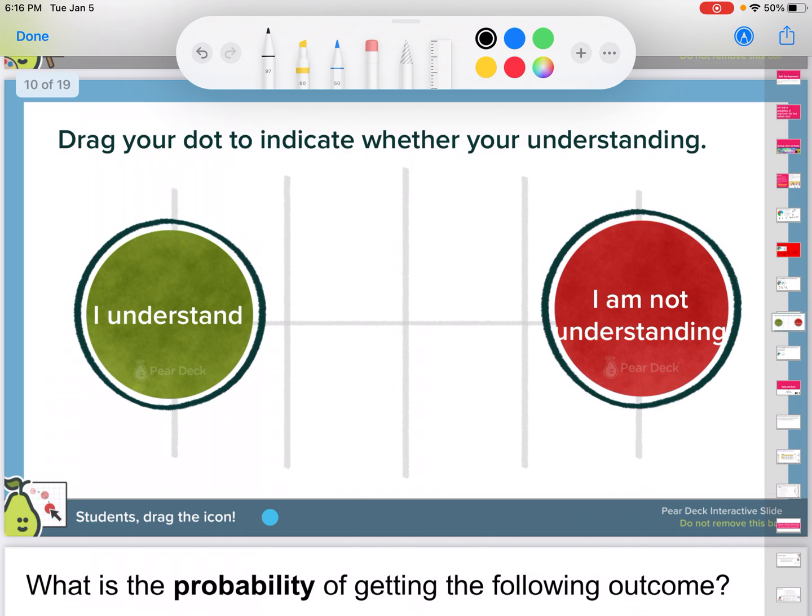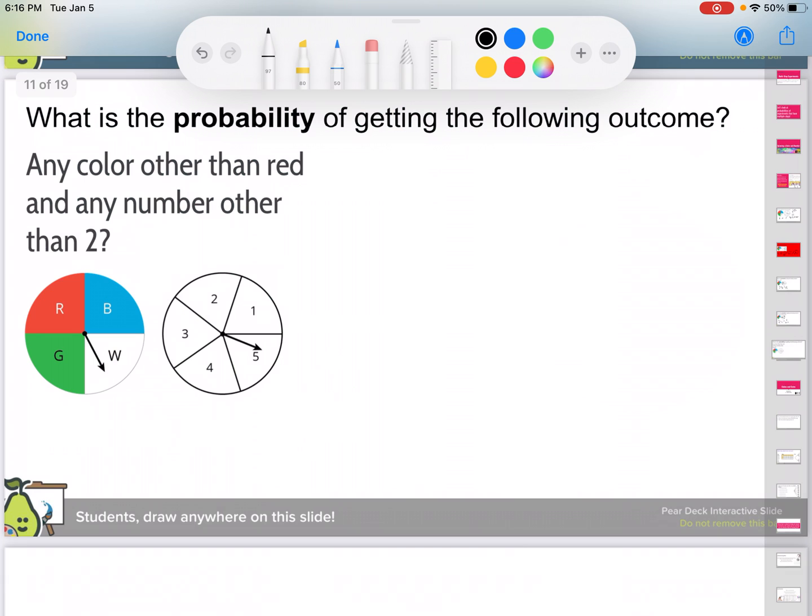All right, drag your dot to indicate your understanding. So if you're in Pear Deck right now and you're doing it, you're going to take this dot and you're going to drag it where you think you fit on this.